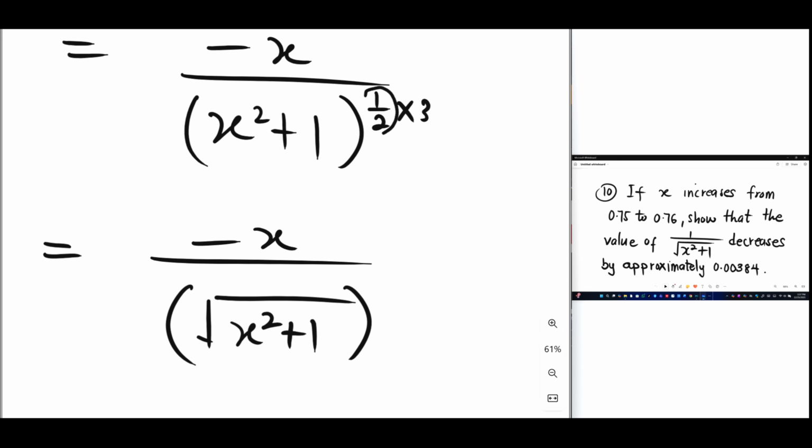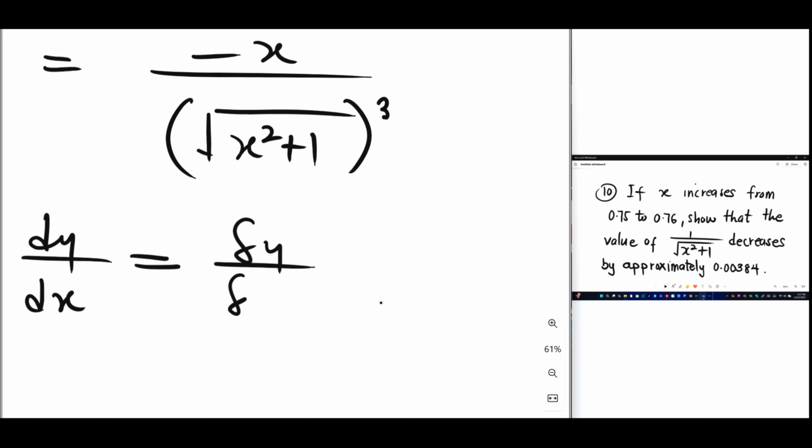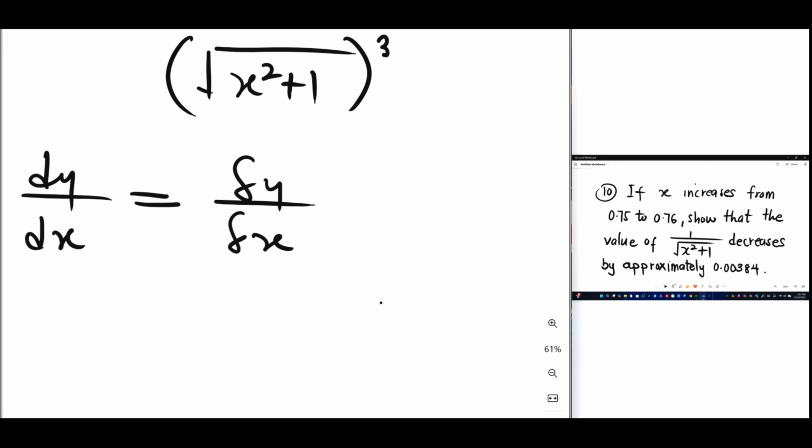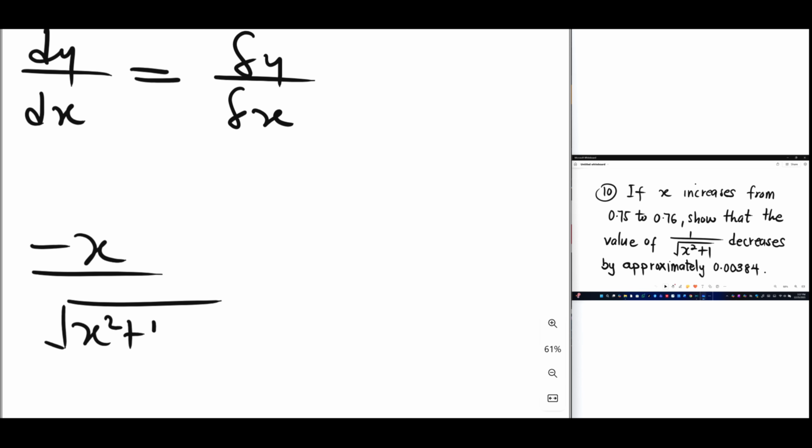That is the first one, this is the square root, then exponent 3. Alright, so this is our dy/dx. And we know that our dy/dx is approximately the same as the small change in y with respect to the small change in x. So we know our dy/dx to be negative x divided by the square root of x squared plus 1 in bracket having an exponent of 3, all equal to the small change in y divided by the small change in x. We have solved for that one.